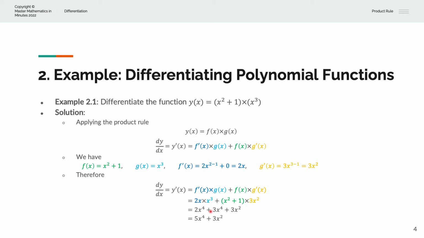And we will now simplify. 2x times x to the power of 3 gives us 2 times x to the power of 4. And we will expand the brackets: x squared times 3x squared is 3 times x to the power of 4, and 1 times 3x squared is 3 times x squared. We have common terms here, x to the power of 4 and x to the power of 4, and so 2x to the power of 4 plus 3x to the power of 4 becomes 5x to the power of 4. And we'll copy 3x squared down.